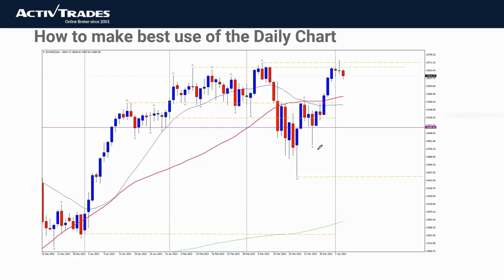Just examples from the DAX here, and as you can see, it doesn't take very much. At the start of each month, look at where the highs and lows were, and then project those levels forward. And you start to recognize there are kind of patterns here.